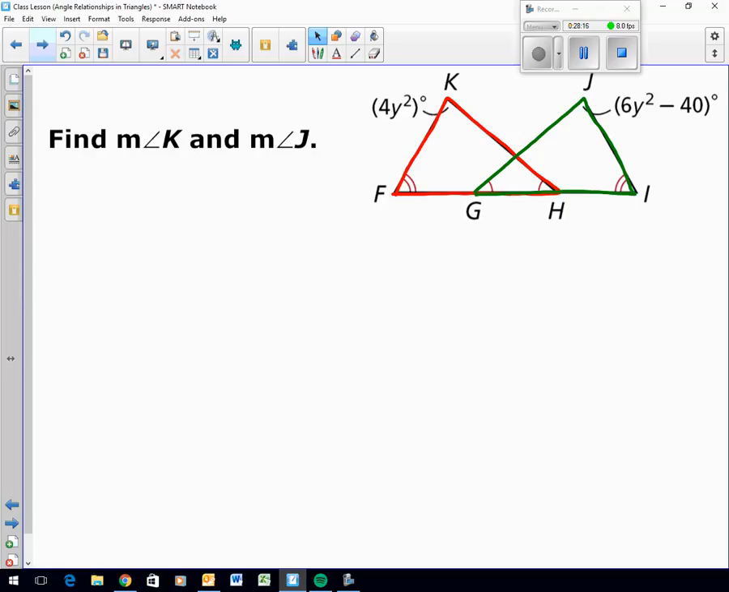Okay, let me ask this. Angle G is congruent to what angle? H. Angle I is congruent to what angle? In two different triangles, I've got two pair of congruent angles. That means that the third angles also have to be congruent. So I would set 4y squared equal to 6y squared minus 40, solve for y. That's how I would solve that problem. It's not equiangular, because if it were equiangular, all of these would be 60. But since I've got two pair of congruent angles in here, I can conclude that the third angles are themselves congruent.